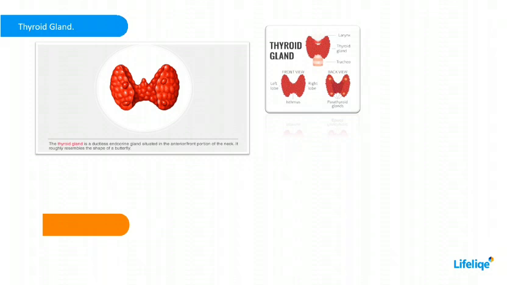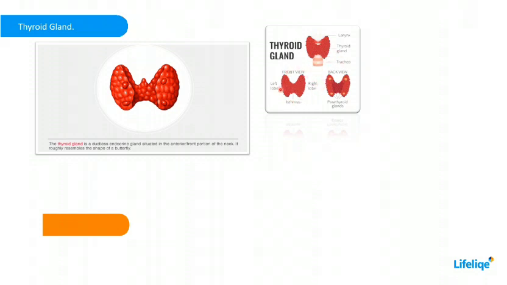Now coming to this thyroid gland, this gland is actually the ductless endocrine gland that is situated at the front of the throat, and it has the shape of a butterfly. So here we have this thyroid gland that is present at the front of the throat and below the larynx, that is the Adam's apple, and it comprises two lobes that are on either side of the windpipe.